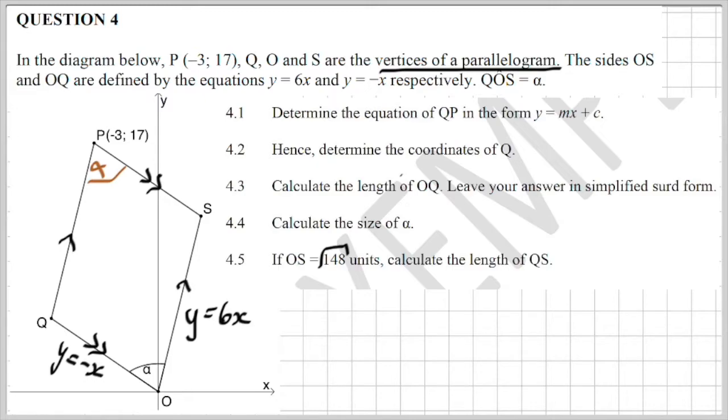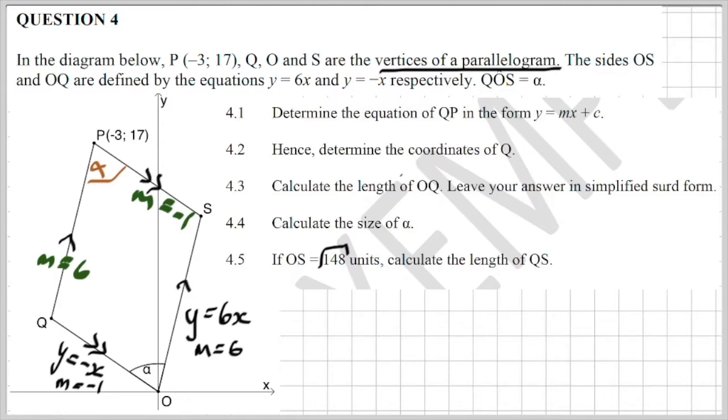I know that the y-intercept is at 0, which makes sense on my sketch, but also that the gradient of OQ is -1, and the gradient of OS is equal to 6. This means that the gradient of PQ is also going to be 6, while the gradient of PS is -1. That is going to be important later on.